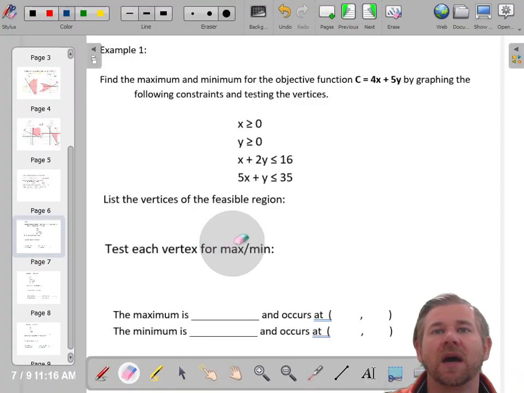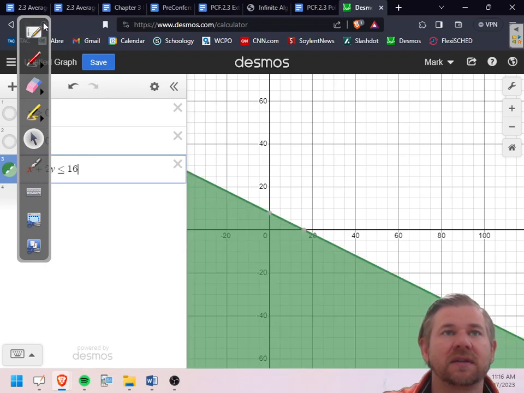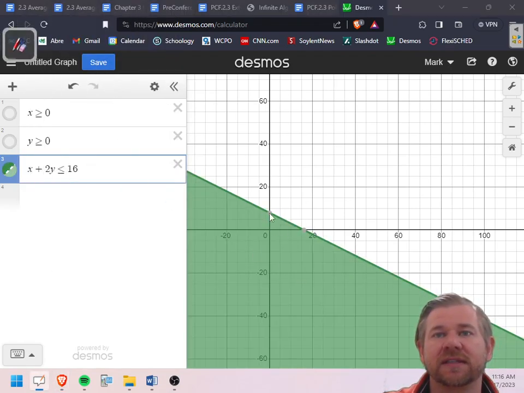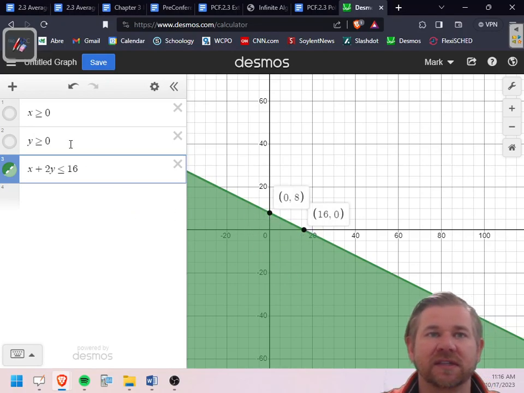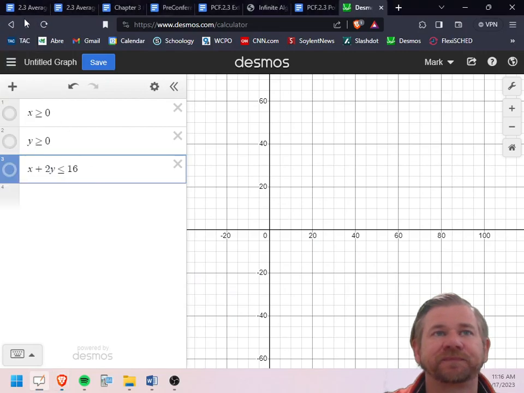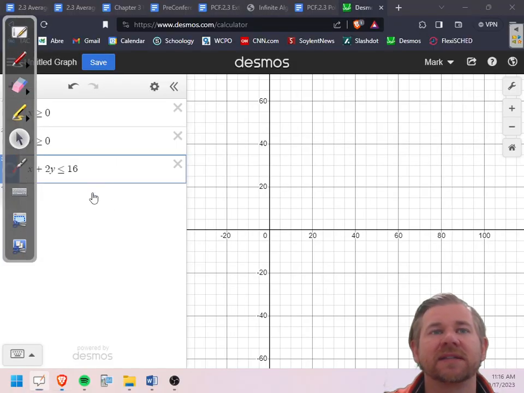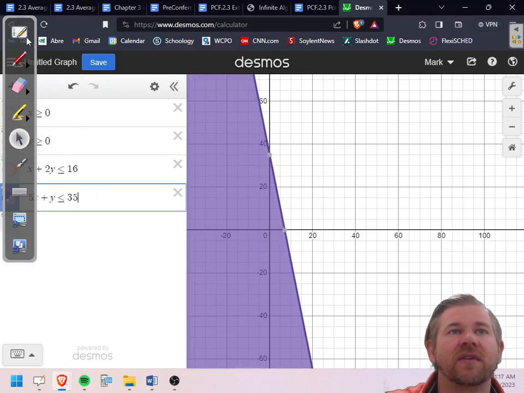Okay. x plus 2y is less than or equal to 16. Okay, there you go. You can see the y-intercept is 8 and the x-intercept is 16. Again, we just talked about this: 16, and then 2 times 8 gives you 16. That's why those are there. Hide that one. What's my last one? 5x plus y is less than or equal to 35.